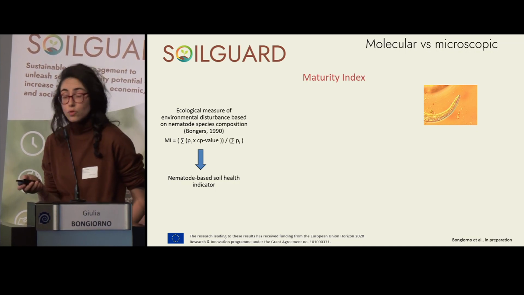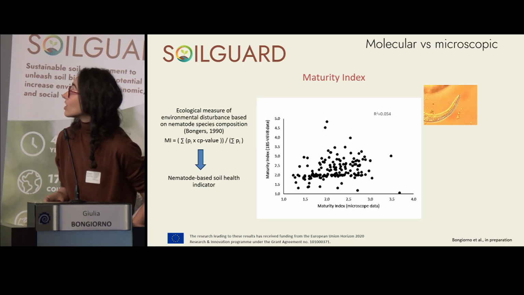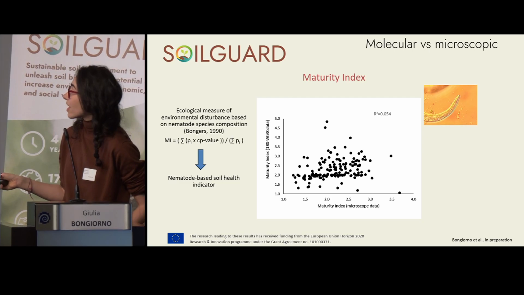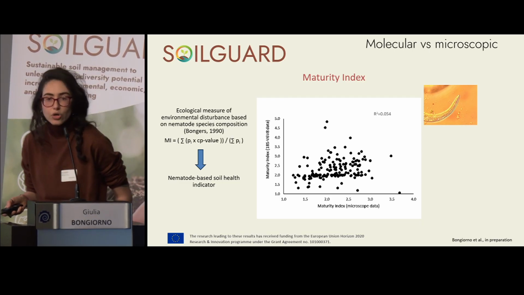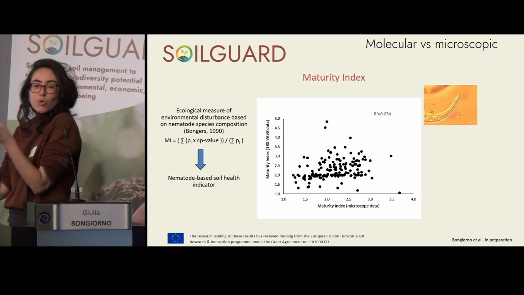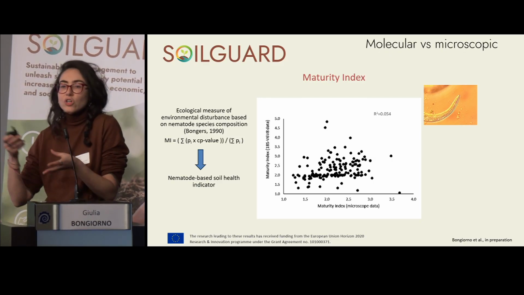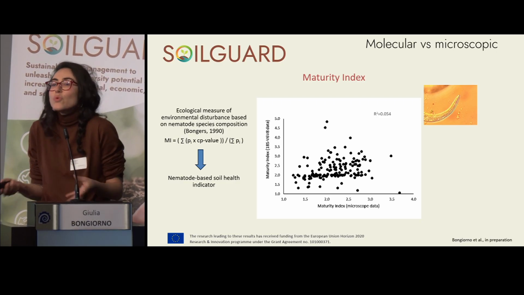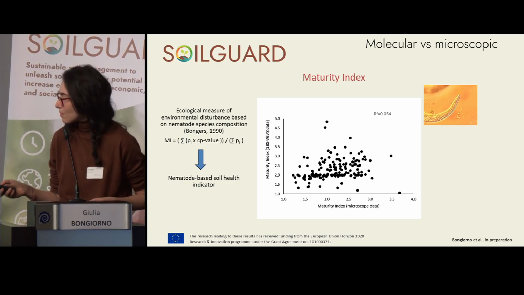It's quite useful. We can see that the correlation between the maturity index with molecular versus microscopic methods is quite poor. So this also brings us the question: if you use this molecular method to derive more functional characteristics or soil health characteristics of soil, can we really rely on these methods?